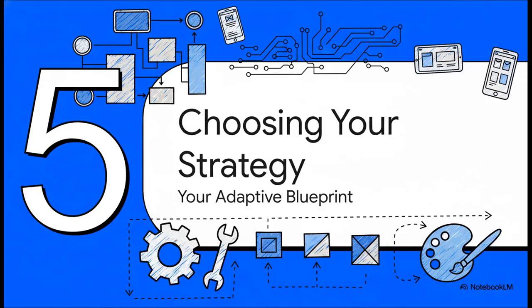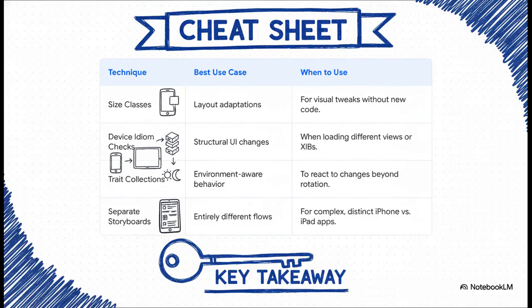Okay, so we've looked at three different levels of solutions, from simple visual tweaks all the way up to entirely separate UI flows. So let's bring it all home and create a simple blueprint so you know exactly which tool to grab in any situation. And here it is, your adaptive UI cheat sheet. It's pretty straightforward. If you're just making some visual adjustments, stick with size classes and Interface Builder. It's easy. If you need to load different views or components, that's when you jump into code with a device idiom check. To react to things beyond just rotation, like dark mode, traitCollectionDidChange is your friend. And finally, for those massive, totally distinct apps that live in one codebase, you go with separate storyboards.